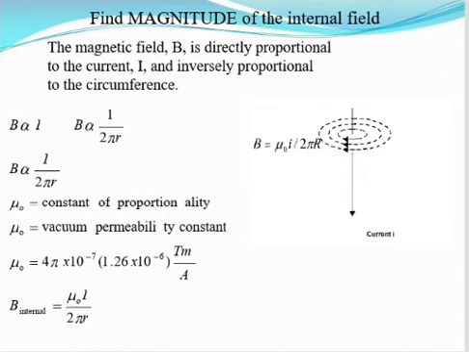To find out the magnitude of the magnetic field: the magnetic field B is directly proportional to the current and inversely proportional to the circumference 2 pi r. That is B is proportional to I by 2 pi r. So the constant of proportionality mu 0 equals 4 pi into 10 power minus 7. So B, the magnetic field, is equal to mu 0 I by 2 pi r.